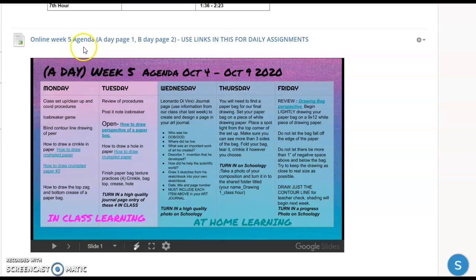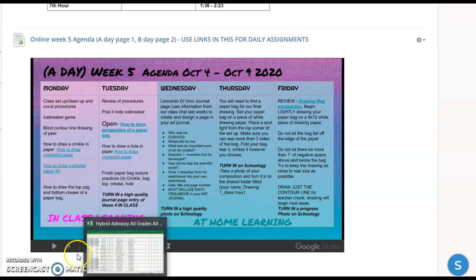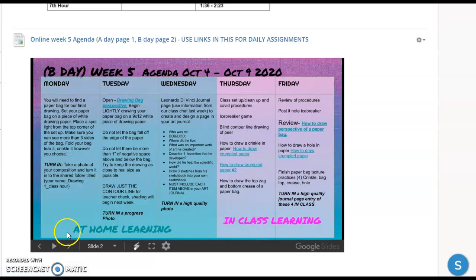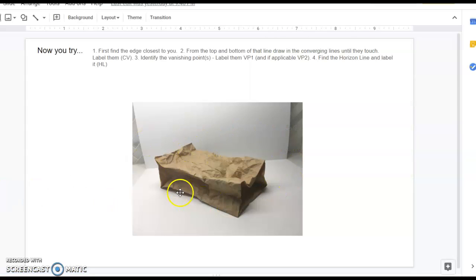The online agenda is going to show A day and then B day students. A day students just got this instruction. It's my plan time, so I was able to take a minute and make this little video. B day students, you are finding a paper bag to set up and create your drawing on. You need to open up this document here, and you are going to be preparing your bag just like this.